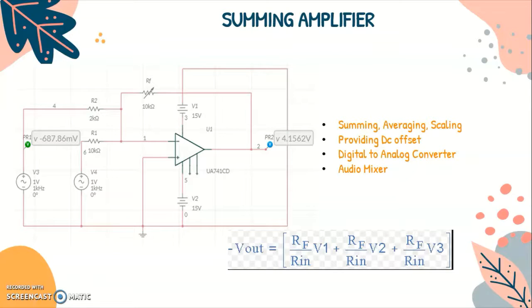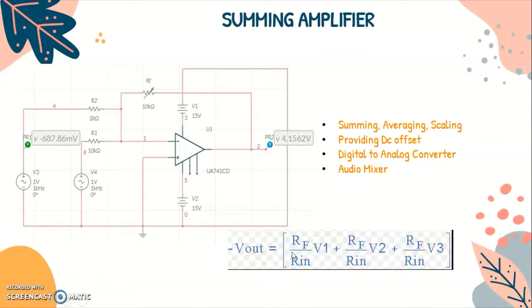If you see here, this is the formula for the summing amplifier. Negative Vout equals R feedback over R in multiplied by V1, plus R feedback over R in multiplied by V2, plus R feedback over R in multiplied by V3.